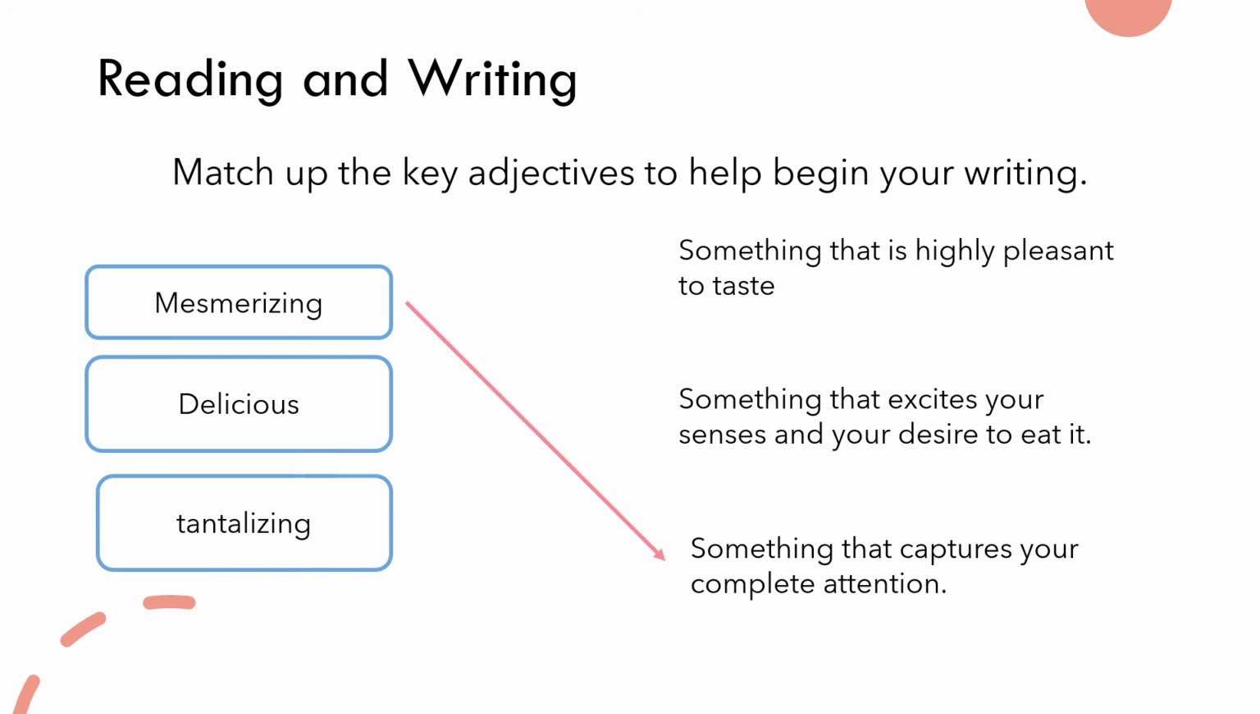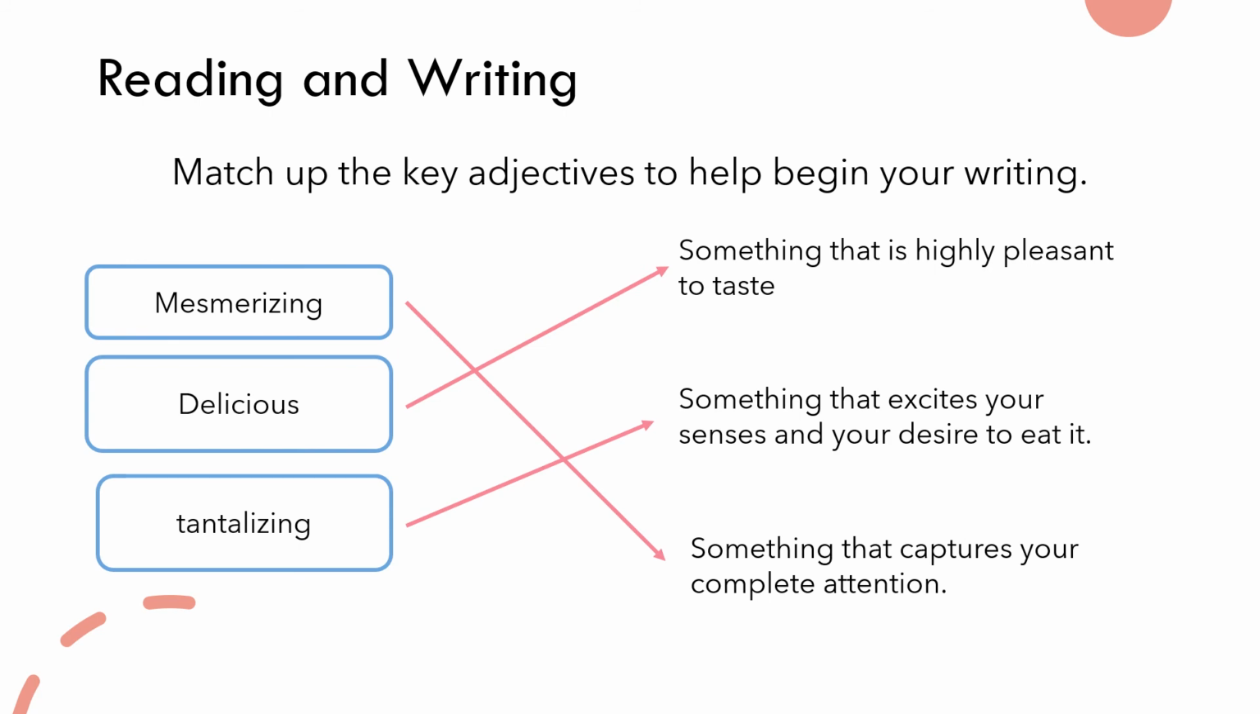The next one, delicious. If you're writing a review and you're going to say some very positive things, this is absolutely a good word to use. It's also a word that you need to be quite careful with when you're spelling it, because it does use multiple letters of I as well, so it does get a little bit confusing for some people to spell. So delicious then, this is something that is highly pleasant to taste. And the final one, tantalizing, is of course something that excites your senses and you desire to eat it.